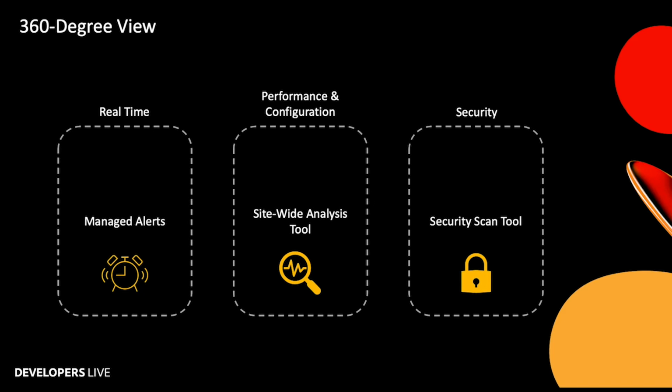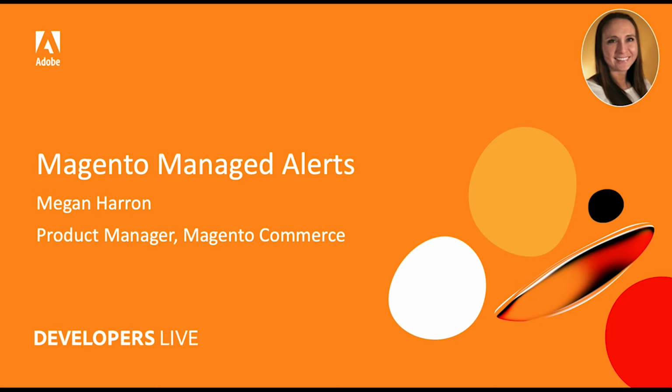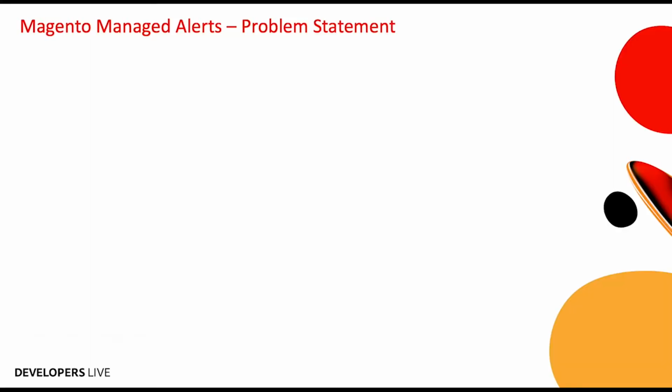How do we do it? To start with, we have Magento managed alerts to monitor in real time your site performance and health and alert merchants and partners before incidents happen. The site-wide analysis tool provides in-depth scanning of your Magento infrastructure and provides an overall health score along with recommendations for performance, stability, and configurations. The security scan tool scans your storefront to alert you of malware and skimming attacks based on large database threat signatures. So let's start with Magento managed alerts.